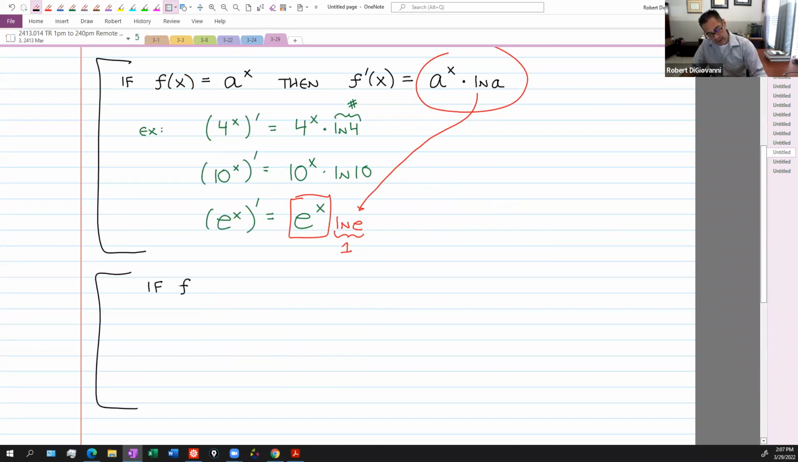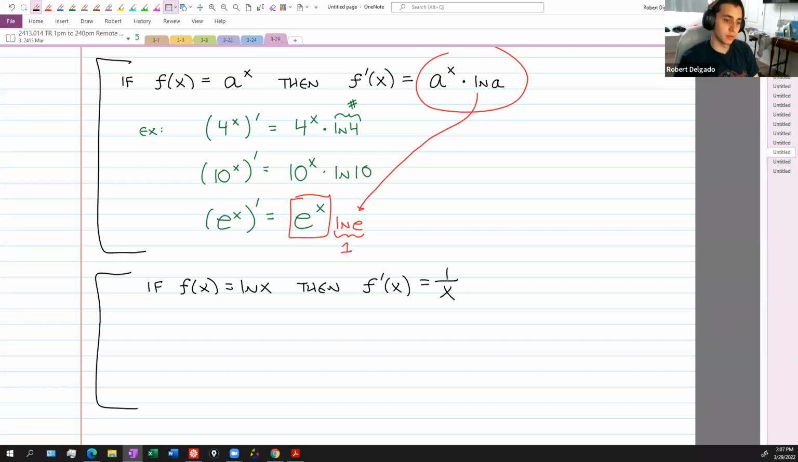If f of x equals the natural log of x, then the derivative of it is 1 over x. What's the derivative of natural log of x? 1 over x. Burn it in. Okay? Burn it in.